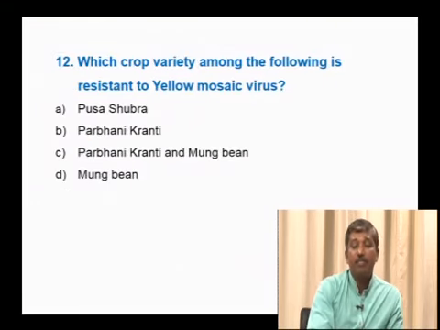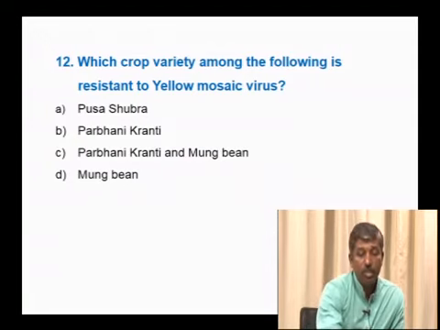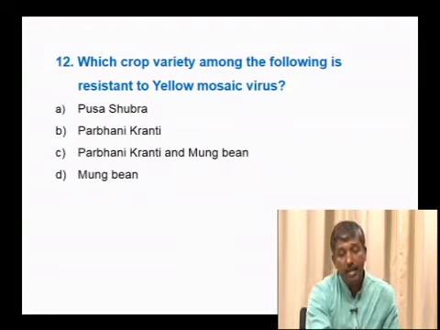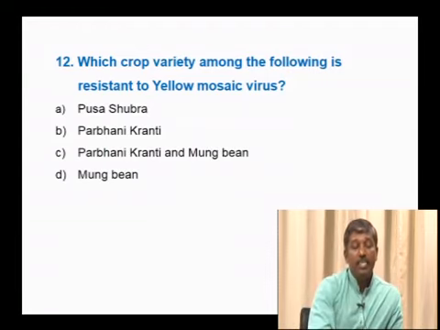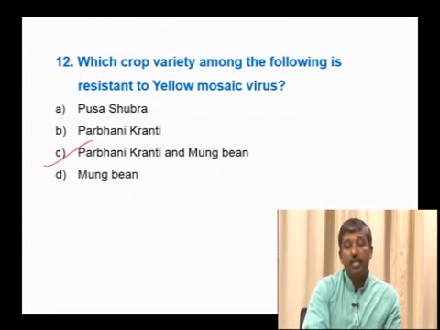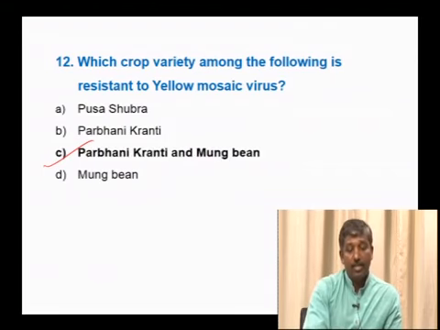Next, which crop variety among the following is resistant to yellow mosaic virus? Pusa Shubra, Parbani Kranti, and moong bean. Pusa Shubra is a variety resistant to black rot. Parbani Kranti is resistant to yellow mosaic virus, and moong bean is also resistant to yellow mosaic virus. Hence, Parbani Kranti and moong bean varieties are resistant to yellow mosaic virus.